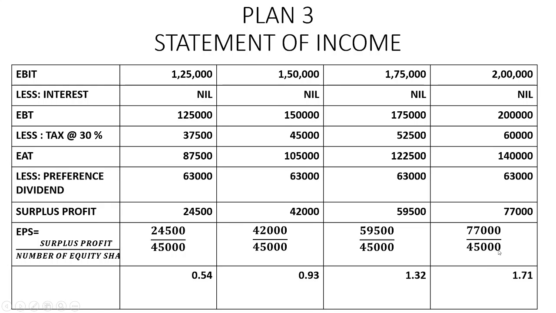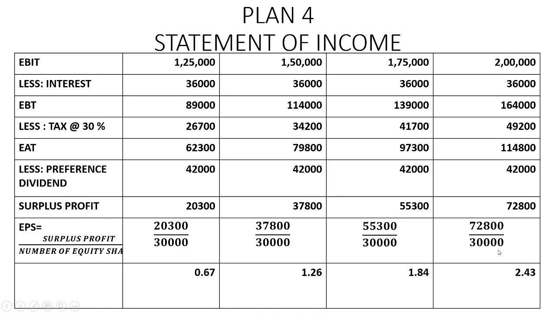Now we'll go to the next one, that is the last one, plan 4. Plan 4, here the firm is planning to issue equity shares, debentures as well as preference shares. 3 lakh by issue of equity shares, 3 lakh will be raised by issue of debentures and 3 lakh by issue of preference shares. EBIT is given, 4 different EBITs, 1,25,000, 1,50,000, 1,75,000 and 2 lakh. Interest we'll have to calculate, 3 lakh multiplied with 12%, 36,000. EBT will be 89,000, 1 lakh 14,000, 1 lakh 39,000 and 1 lakh 64,000.